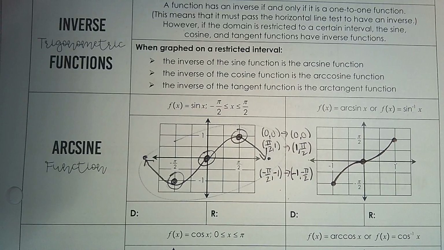You notice I didn't draw a line through here, but it kind of looks like a cube function. In other words, it frowns and then it smiles. This is called the point of inflection. And this is what inverse looks like.